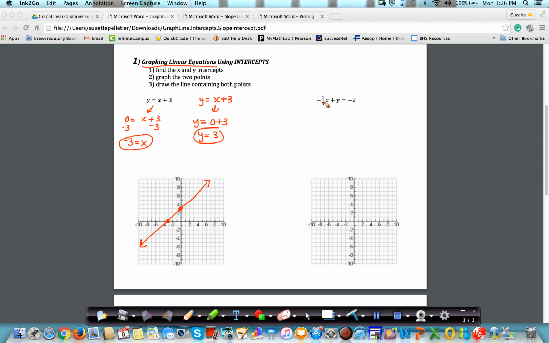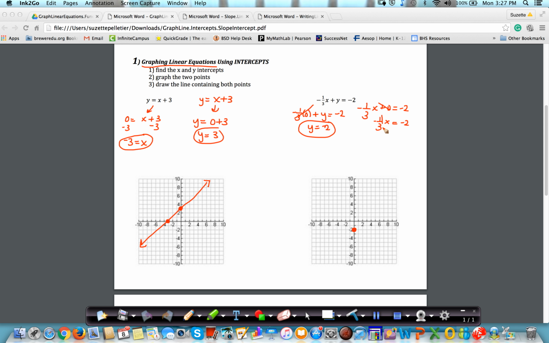Let's check this one. Again, we have to do this twice. Okay? So we don't like fractions, I know. Negative 1/3 times 0 plus y equals -2. The good news here is when you plug 0 in for x, it cancels. Y is -2. So I know it crosses the y at -2. So here's my y-axis, here's -2. And then I'm going to plug 0 in for y. So negative 1/3 x plus 0 equals -2. Okay, so negative 1/3 x equals -2.